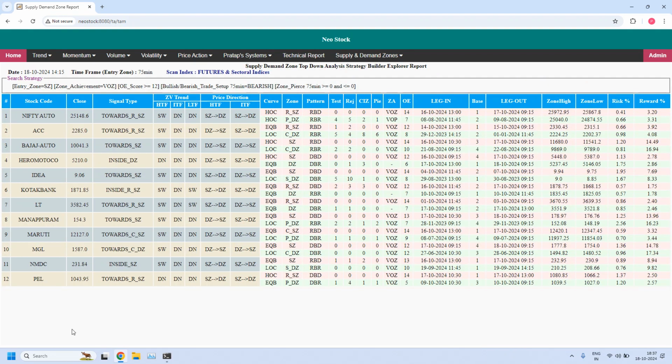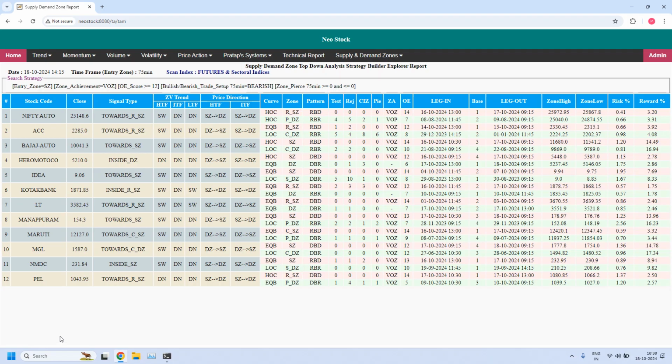We got 12 stocks. All these 12 stocks are currently supporting bearish trade setup for weekly income trade, that is entry time frame, sorry, entry time frame 75 minutes. All these are 75 minute zones.